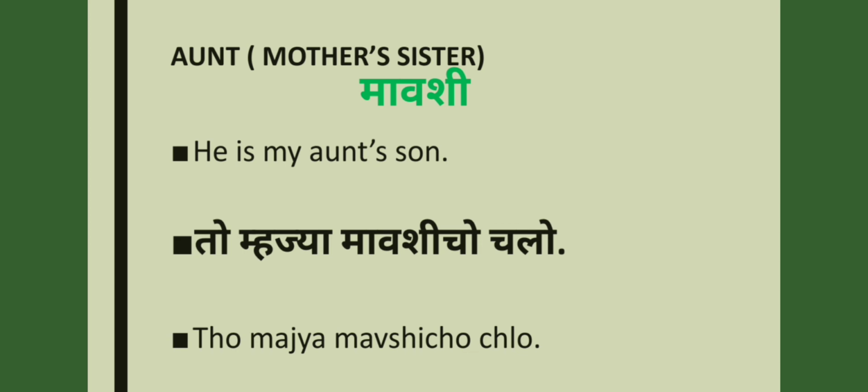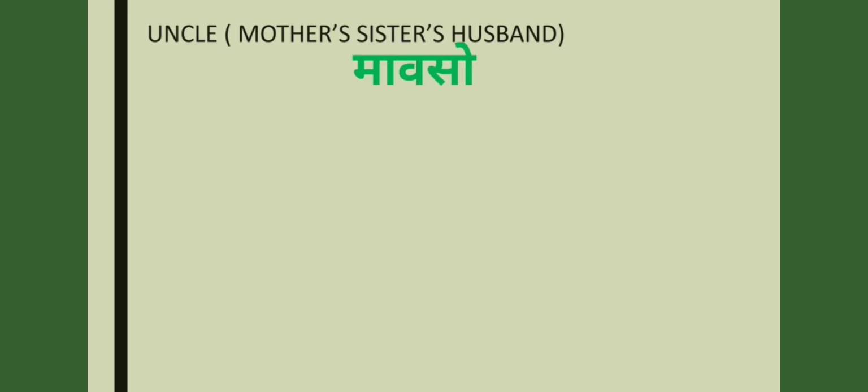The next word, uncle, mother's sister's husband. The opposite of maushi is mauso. In Konkani we say mauso.